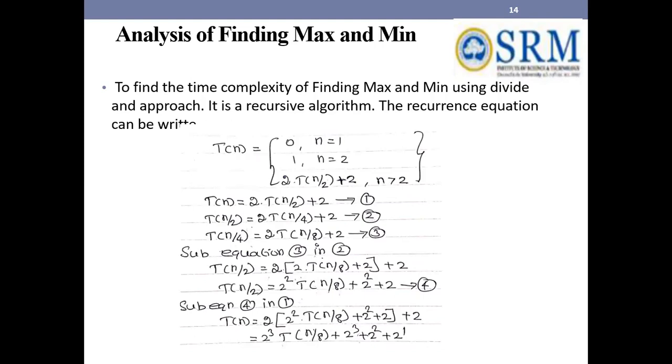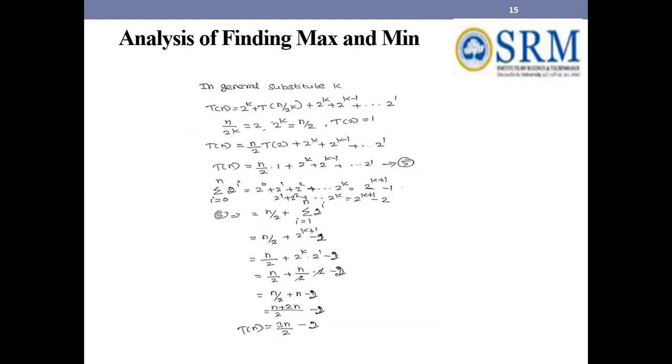So we have the T of n recurrence relation. Then we will see how to find the T of n value in general. So it will go like this: 2 power 3, T of n by 2 power 3. So next, n by 4, T of n by 4 plus 2. And so how to solve this equation?